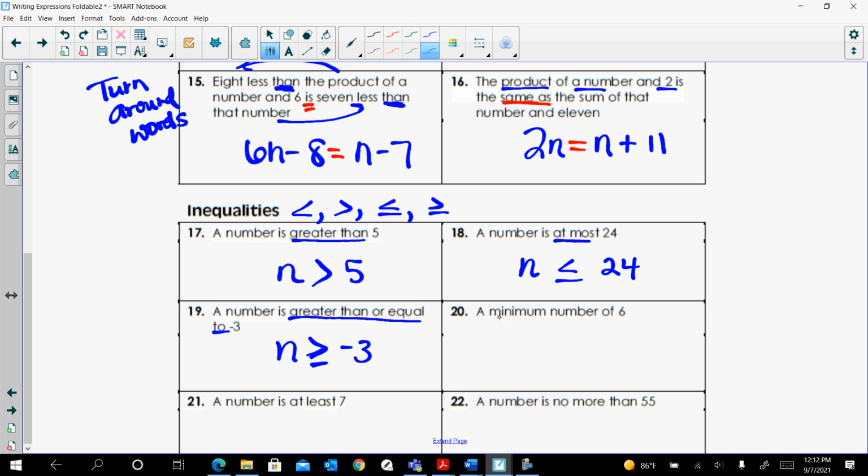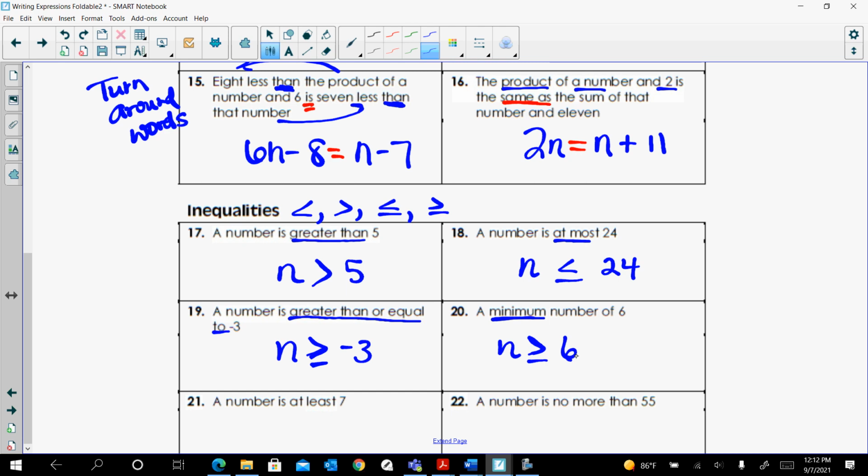The keyword on 20 is a minimum. What symbol goes with minimum? It would be greater than or equal to, yeah. So a minimum number of 6 would be n is greater than or equal to 6. Do you understand how you have to take the keyword to put the right symbol? And then use n and your constant?